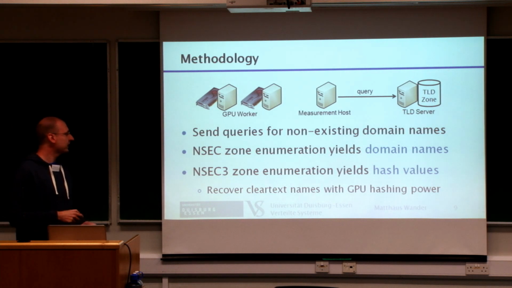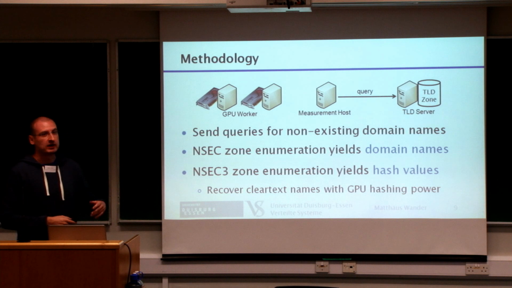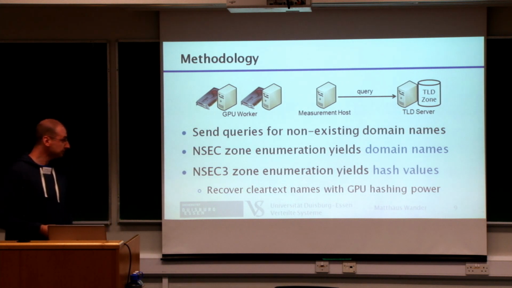And so then we will get a list for those top-level domains that are using NSEC. We will get a list of cleartext domain names, and we'll get a list of hash values. And then we can also use GPU computational power to break those hash values.